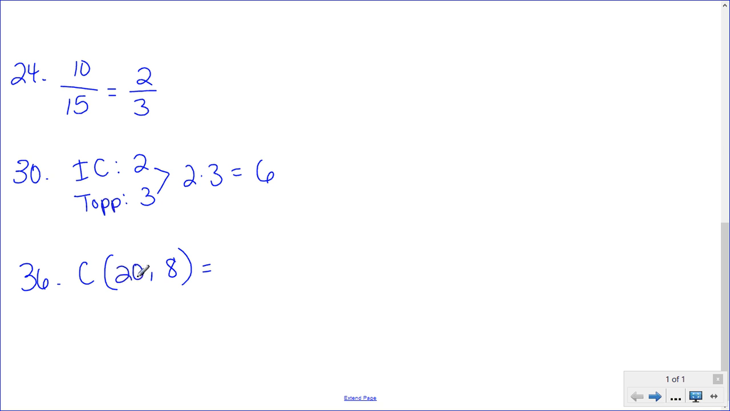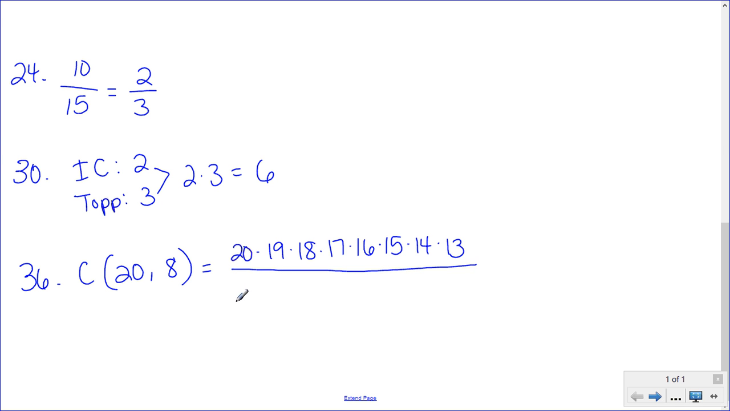So this is, if we have 20 choices for the first one, and then 19 for the second, 18 for the third, 17 for the fourth, 16 for the fifth, 15 for the sixth, 14 for the seventh, and 13 choices for the eighth. But then because it's a combination, we've counted all of those permutations that are essentially the same grouping. So we divide by the number of ways to reorder those 8 items, which is 8 times 7 times 6 times 5 times 4 times 3 times 2 times 1.